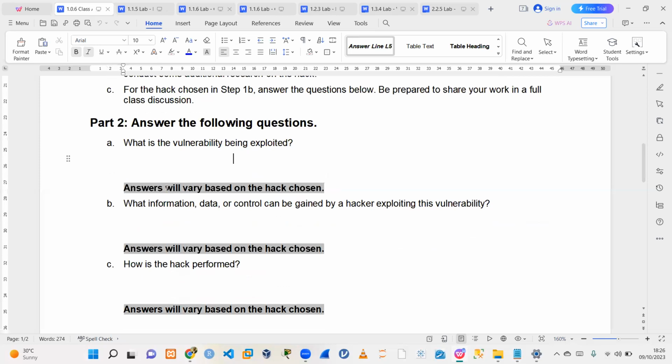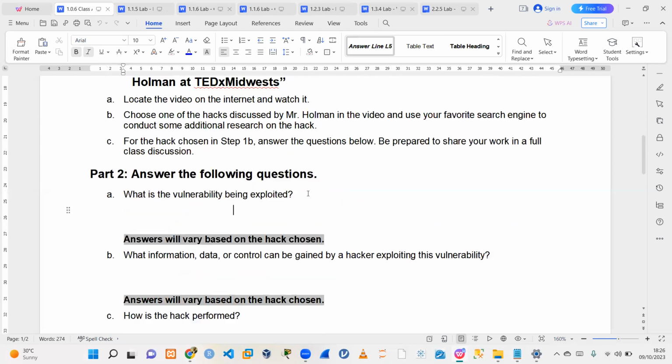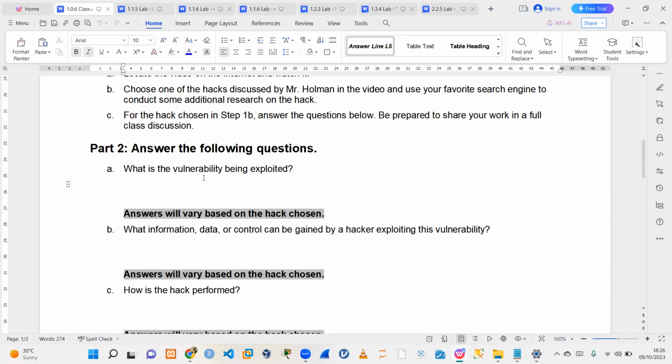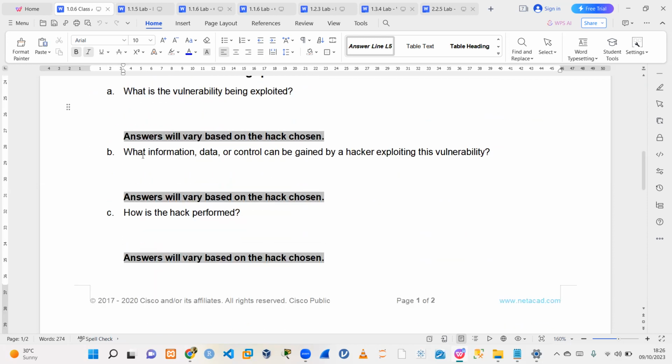So there's a guide here. Answers will vary based on the hack chosen. So you're going to answer what is the vulnerability being exploited. You're going to watch that video. You fill your answer here. What information, data, or control can be gained by a hacker exploiting this vulnerability? So he has already explained that. So you're going to watch that. You are going to fill in here.